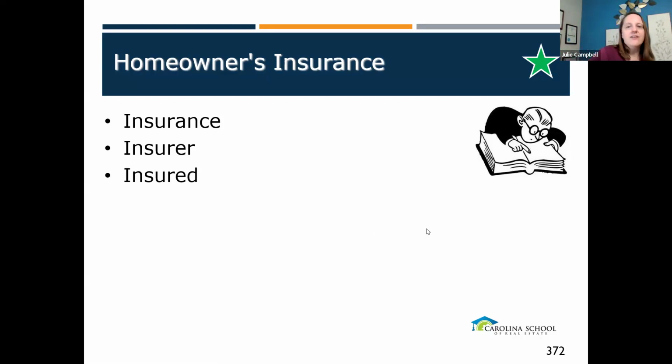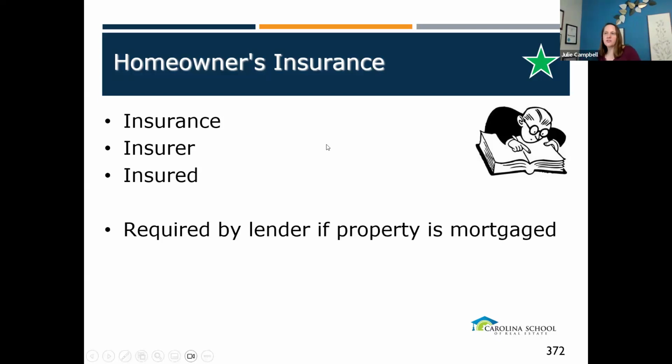If your buyer is getting a loan, homeowners insurance is required. Period. End of story. If you're working with a cash buyer, homeowners insurance is highly recommended. It's only required if a lender's involved. If you pay your loan off, the lender's no longer in the picture, homeowners insurance is highly recommended.